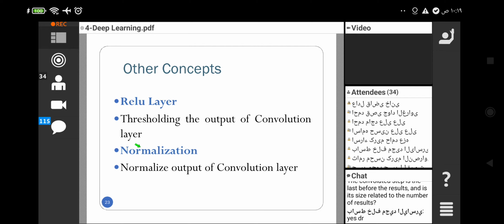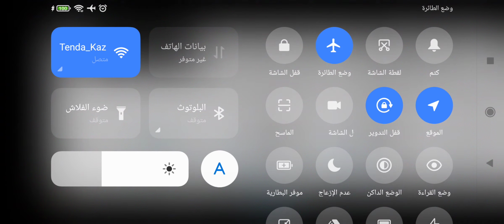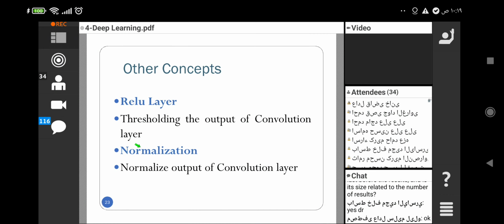In the feature extraction layer, we have different layers. One of them is convolution. Convolution is the most important layer in the feature extraction. But after convolution, we have some other layers, for example, the ReLU layer here in this slide, or for example, the normalization layer.